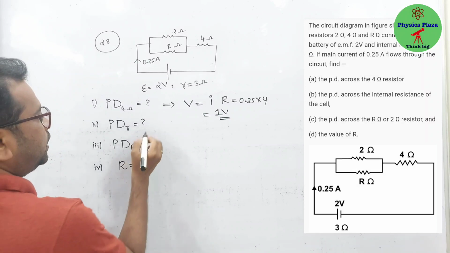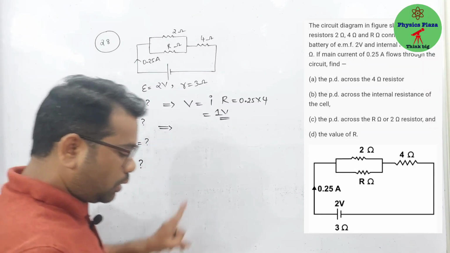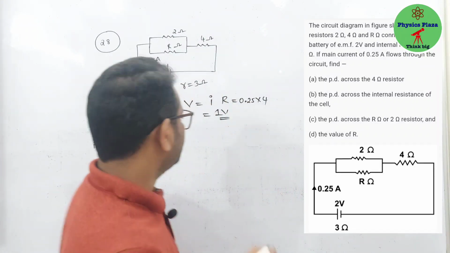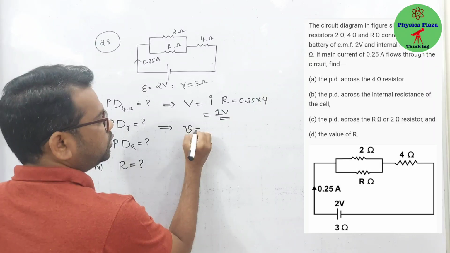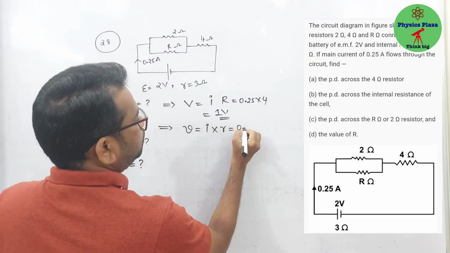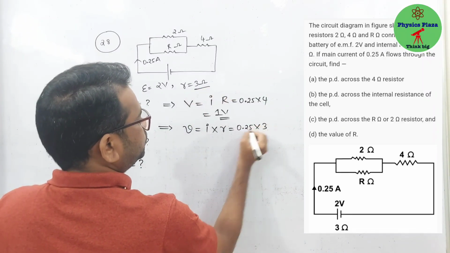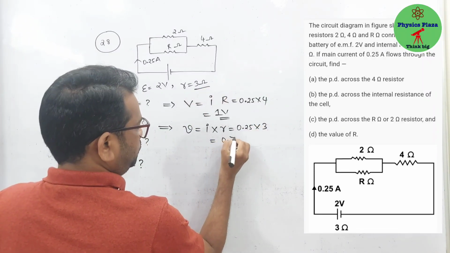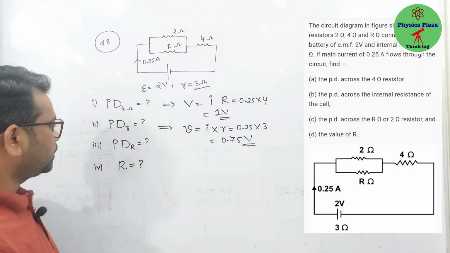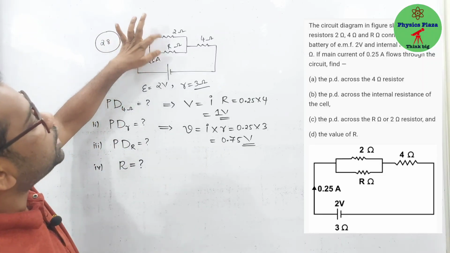That's it. Now potential difference across internal resistance. Children, potential difference across internal resistance is nothing but the potential drop. So they are asking us potential drop is equal to total current into internal resistance. Total current is 0.25. Internal resistance 3 ohm. So this is going to be 0.75 volt over. Simple.